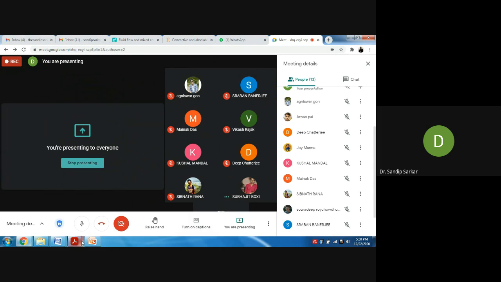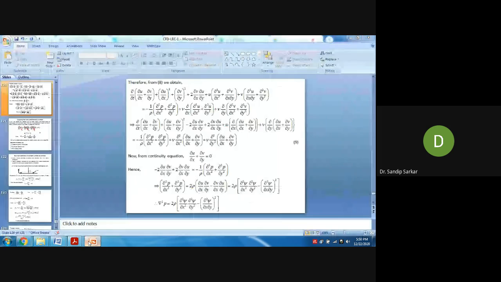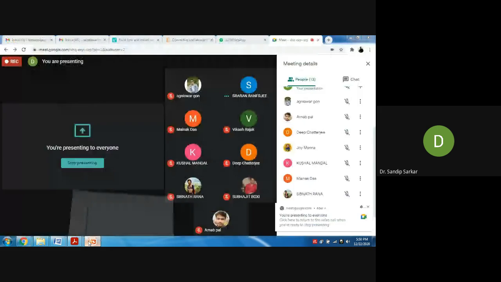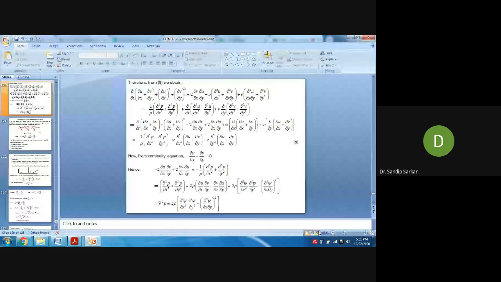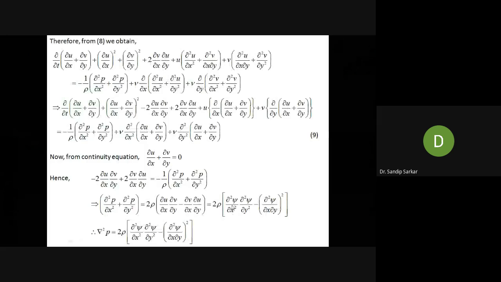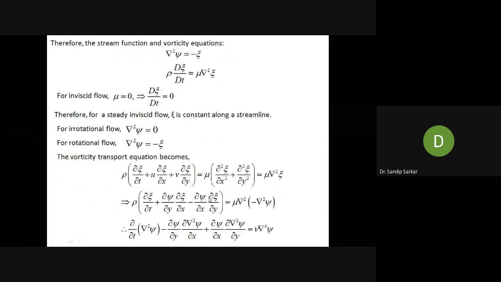So now we can see we have obtained the ψ value, right? In the stream function–vorticity method, we have solved these two equations and obtained the ψ value, right?